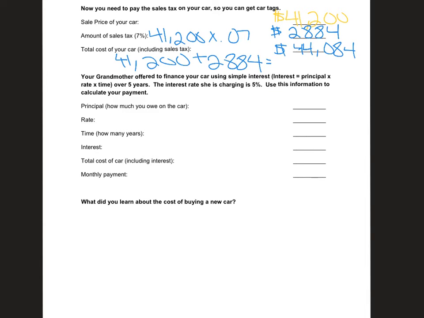So for this project, they're saying your grandmother offered to finance your car using simple interest, which is principal, that's the amount you paid for the car, times the rate, which is your percent that you're paying, times the time over how many years you're going to be paying off the car. So the interest rate she's charging you is 5%. Use this information to calculate your payment.